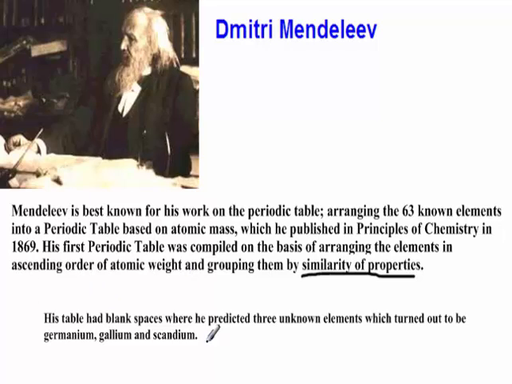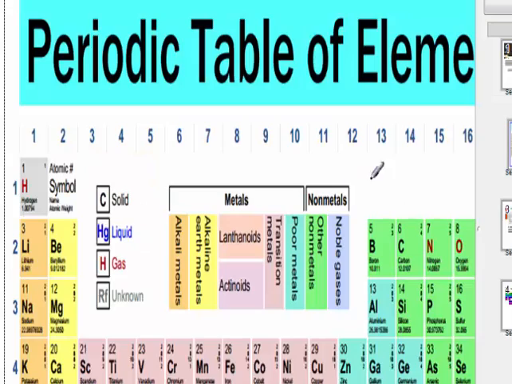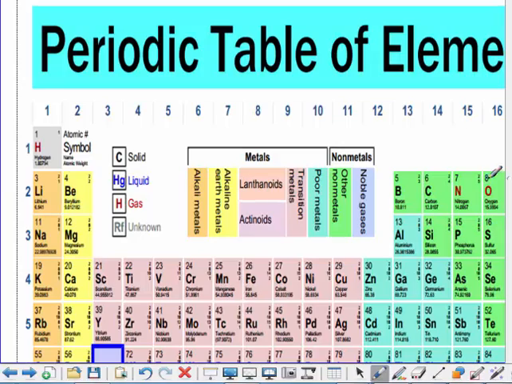When Dmitri did it, he arranged it based on increasing atomic weights. He was so brilliant that he was able to predict with his periodic table. There were three unknown elements. He left some blank spaces, and these blank spaces ended up corresponding to some unknown elements. Pretty cool.